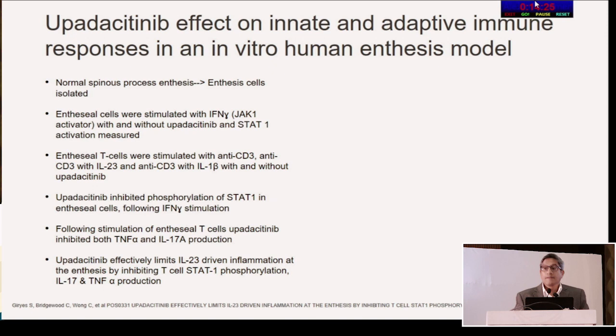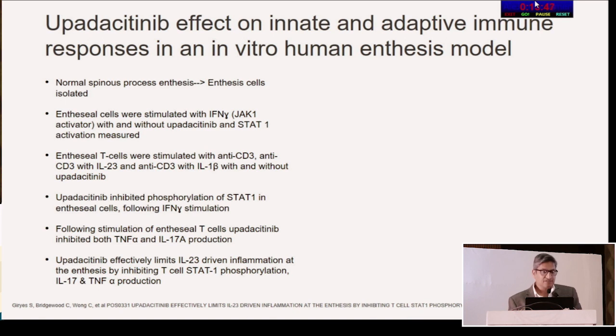Guy et al. came up with the details of their study, upadacitinib effect on innate and adaptive immune responses in an in vitro human enthesis model. Normal spinal process entheses were isolated from patients undergoing spinal surgery for degenerative spine disease and scoliosis. Enthesial cells were isolated and then stimulated with interferon gamma with or without upadacitinib, and STAT1 activation was measured. Upadacitinib inhibited phosphorylation of STAT1 in enthesial cells following the interferon gamma stimulation.